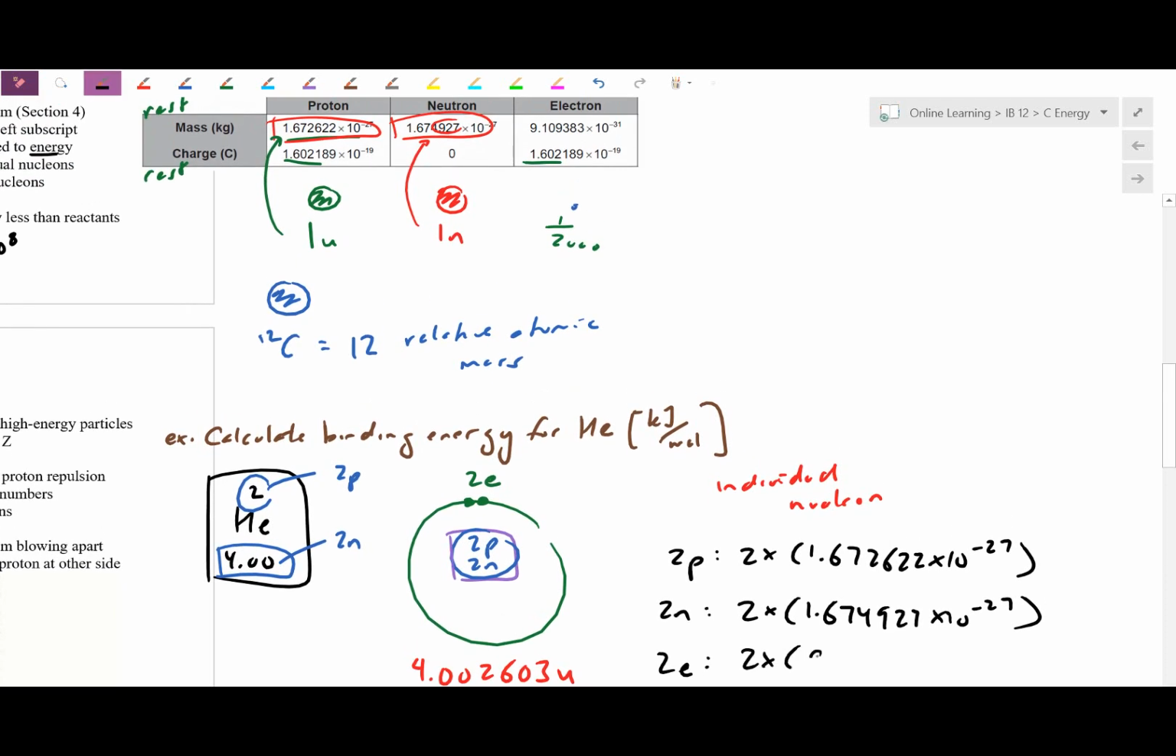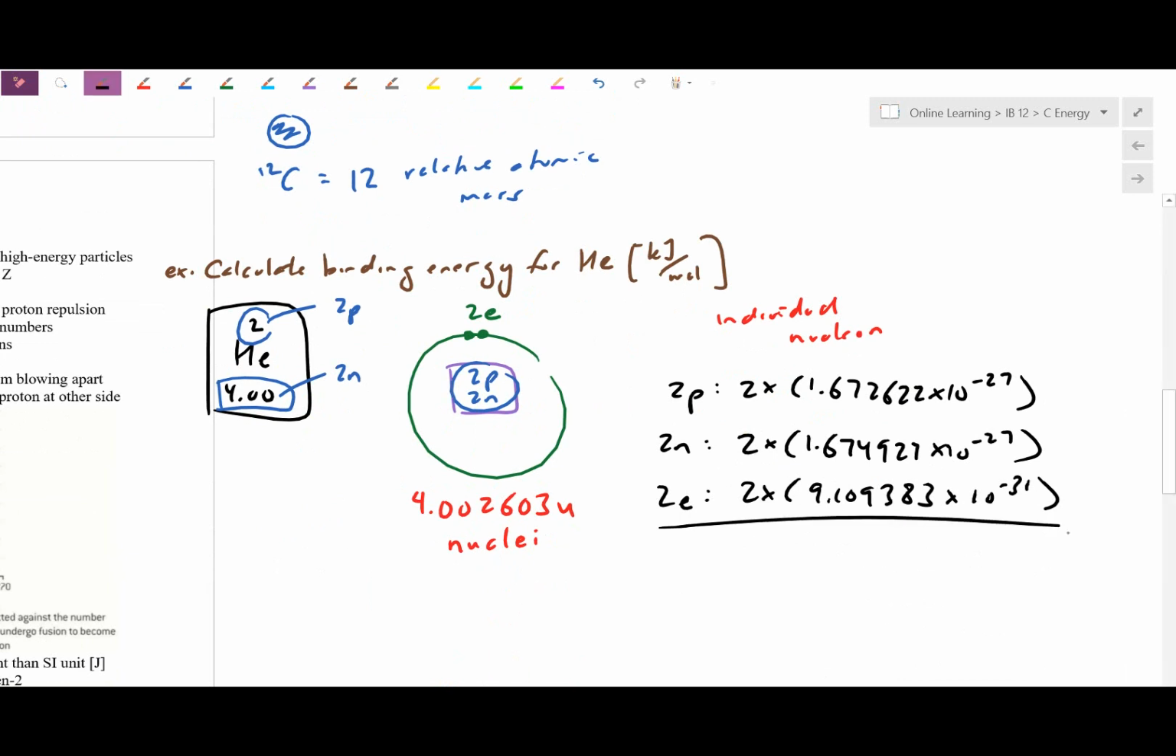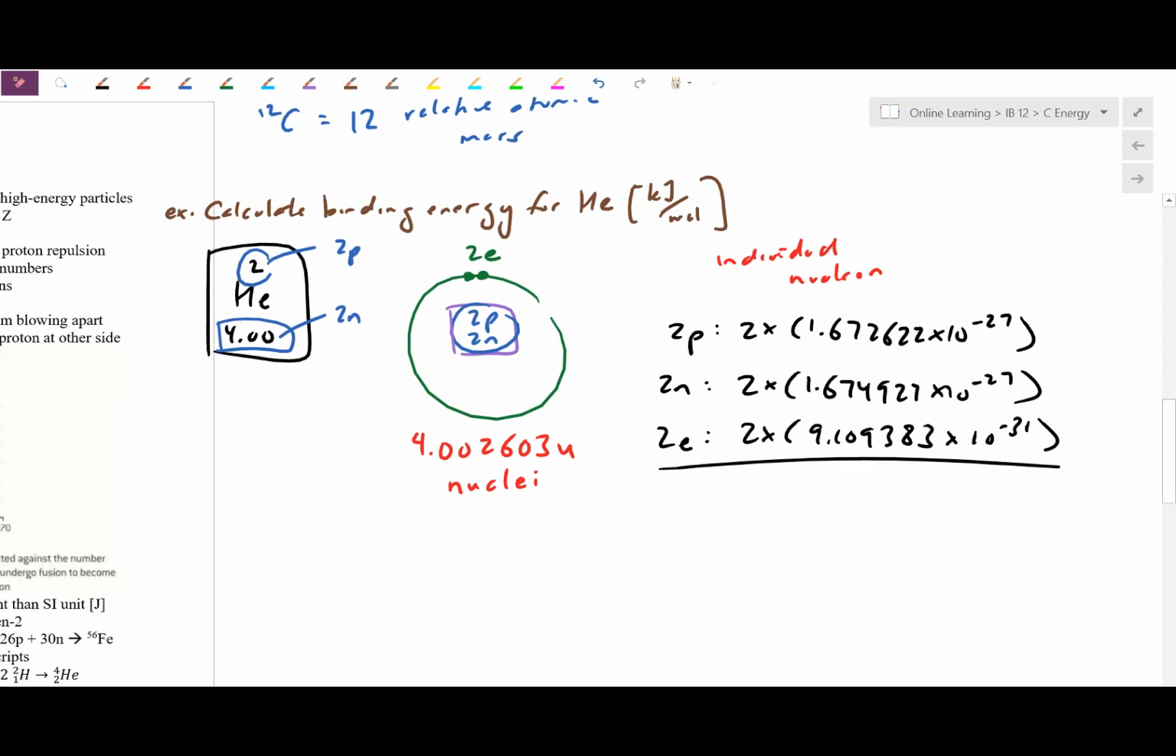the electron's mass here, which is 9.109383. Lots of calculator work here. Make use of that EXP notation. I'm going to add up all those masses together, and hopefully it should be a little bit heavier than the nucleus itself. So 2 times 1.672622 e negative 27 added to 2 times 1.674927 e negative 27 added to 2 times 9.109383. Do try typing it yourself.